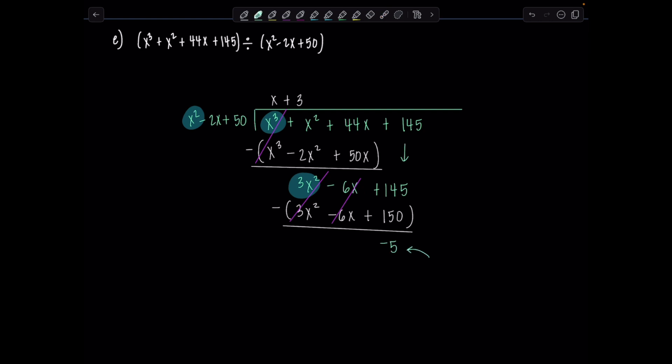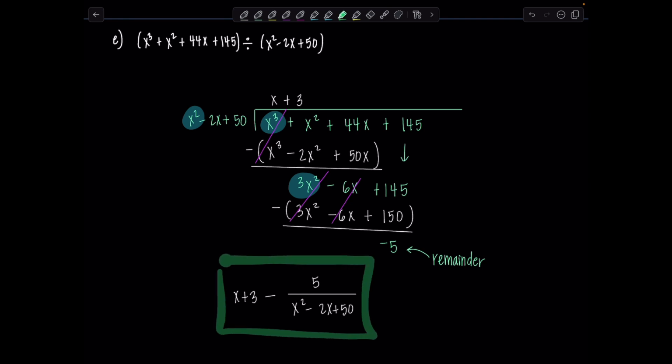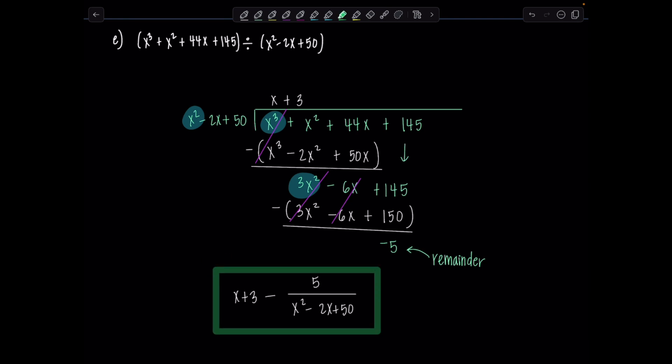That's my remainder. I always get excited when there's no remainder. It's a little more satisfying. Okay, so here we go. Final answer. I would write it as x plus 3 minus 5 over the divisor, x squared minus 2x plus 50. Okay, okay. Last one.